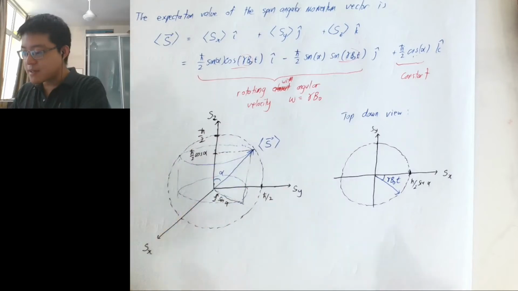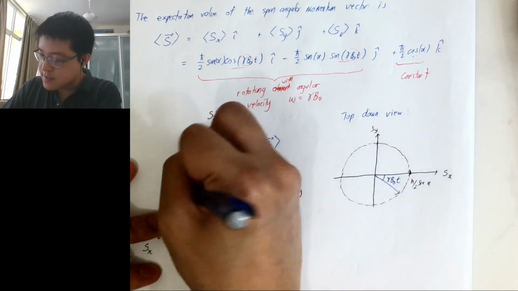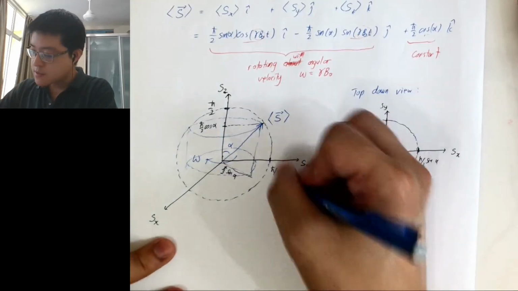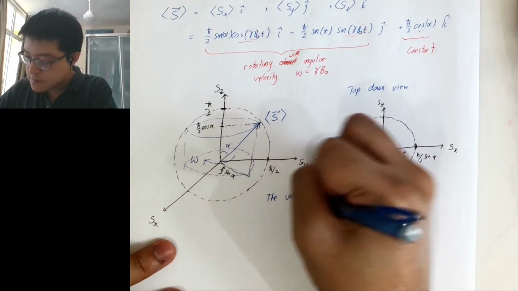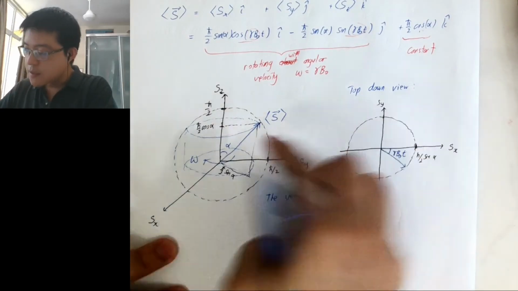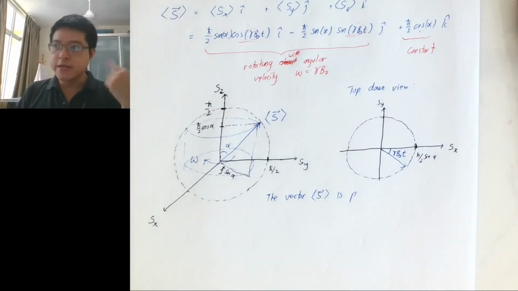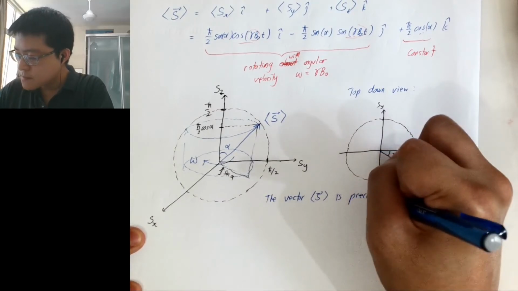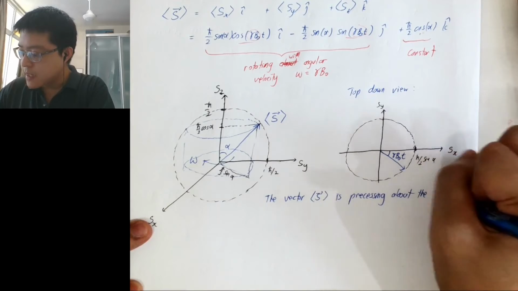So this vector here is actually rotating about the axis in this direction with angular velocity omega, right? Let me write down what I just said. The expectation value of this vector has this behavior. Maybe you have used this word in theoretical mechanics already. We call this precessing. Okay, precessing about the z-axis.